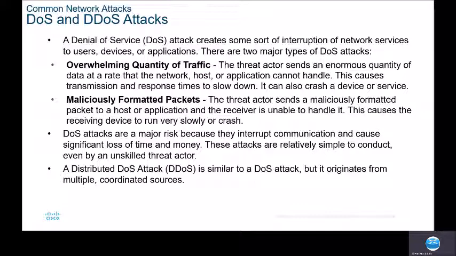Or you can have maliciously formatted packets. They send a packet that a host or application is unable to handle. This causes the receiving device to run very slowly or crash. DoS attacks are a major risk because they interrupt communications and cause significant loss of time and money. These attacks are relatively simple to conduct, even by an unskilled threat actor. And so a DDoS, or distributed DoS attack, is similar to DoS but originates from multiple coordinated sources.